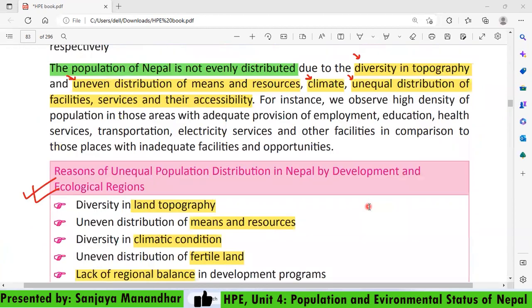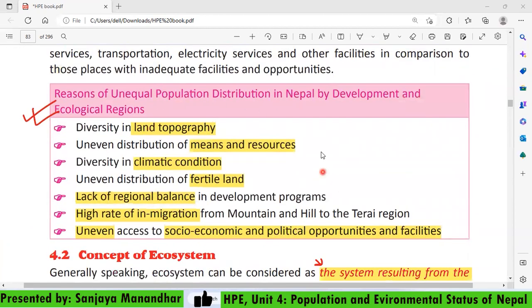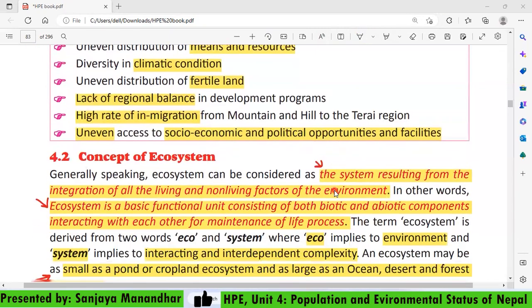And after that, you can also give the reasons why this is happening. So three things you have to give. First is table. Second is table summary analysis. And third is why. So what are the reasons that there is more population in Tarai and less in mountain? So you have to give the why questions answer. So after we are clear about this, we can go to ecosystem.